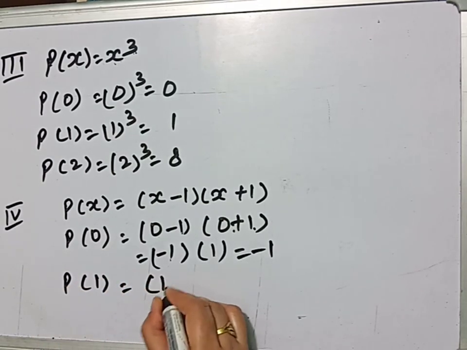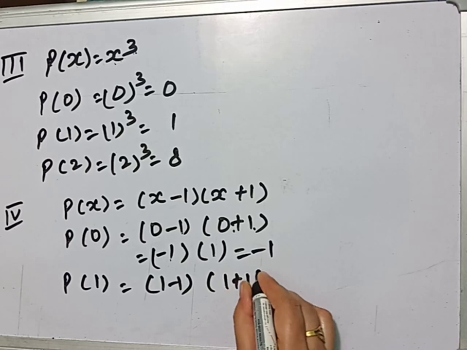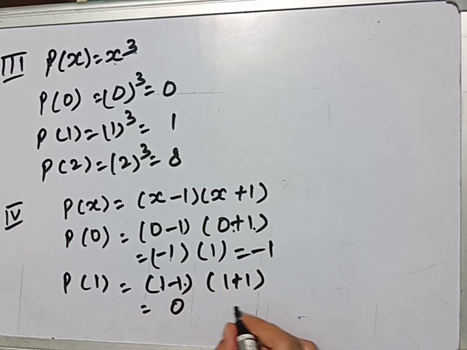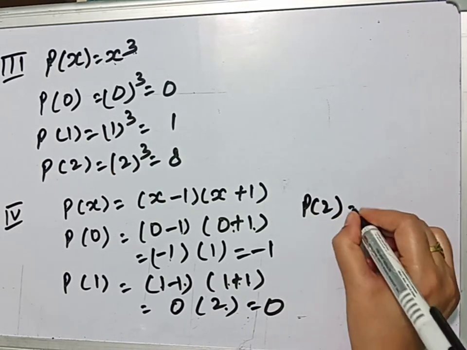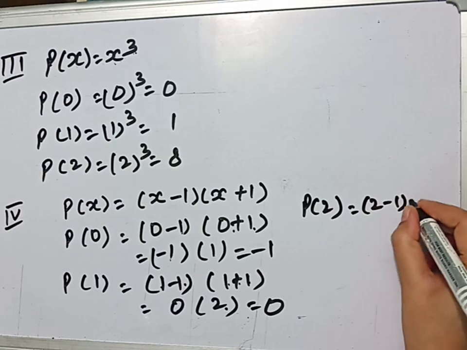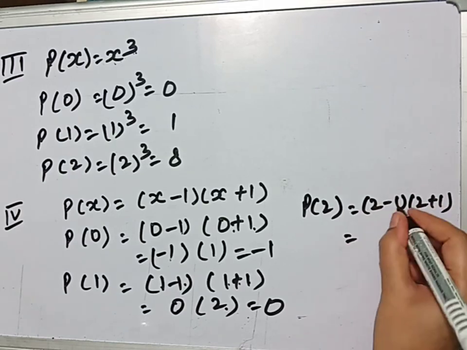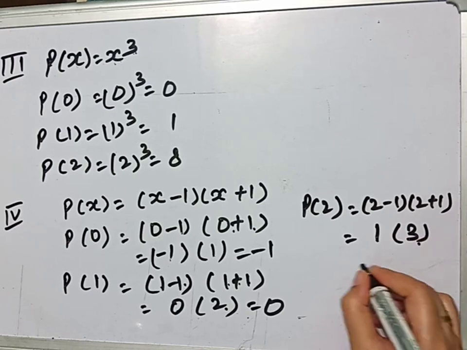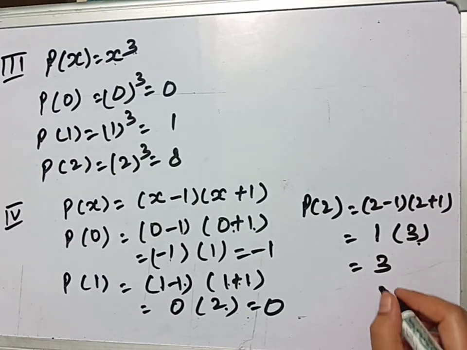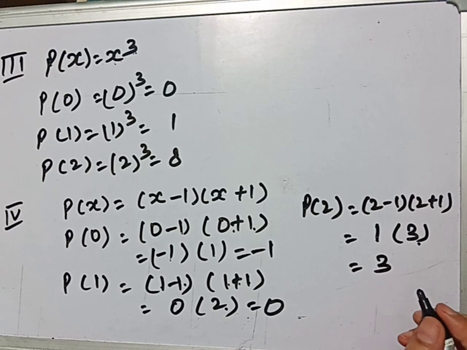p(1). 1 minus 1, 1 plus 1. 1 minus 1, 0. 1 plus 1, 2. 0 into 2, 0. p(2). 2 minus 1, 2 plus 1. 2 minus 1, 1. 2 plus 1, 3. 1 into 3, 3. Now with this part, question second is completed.